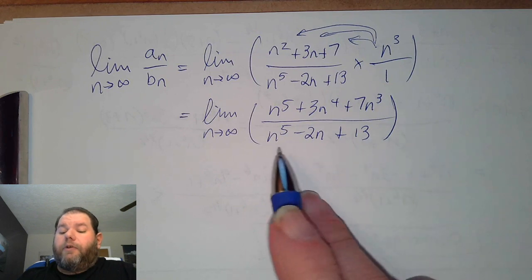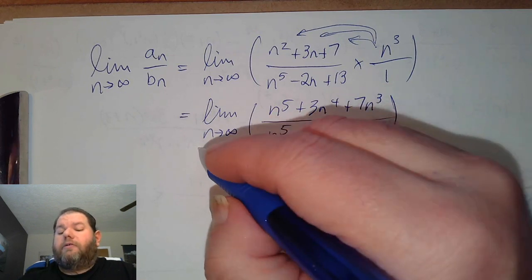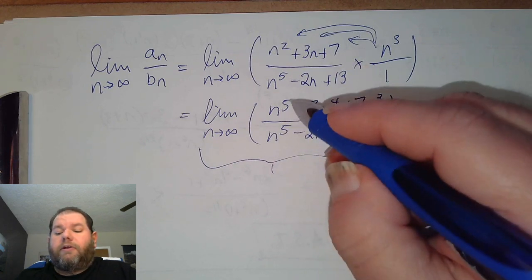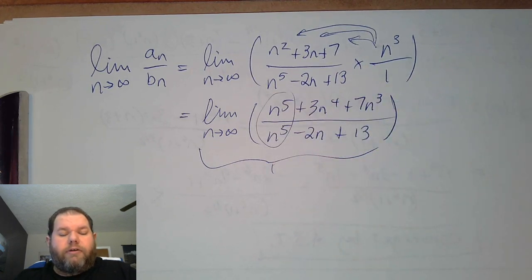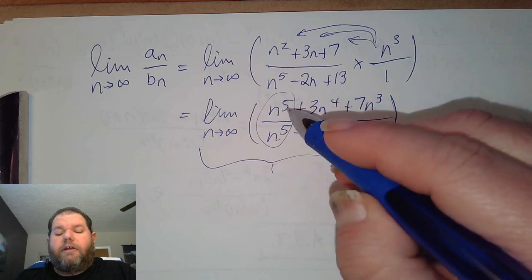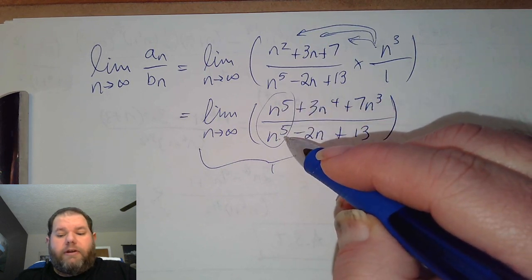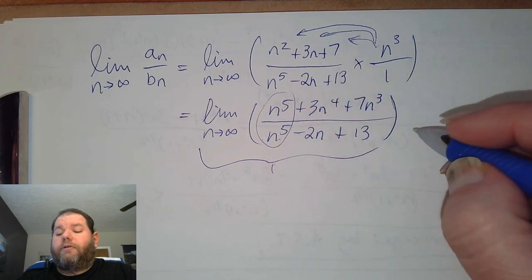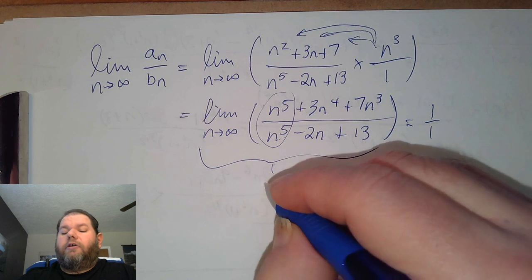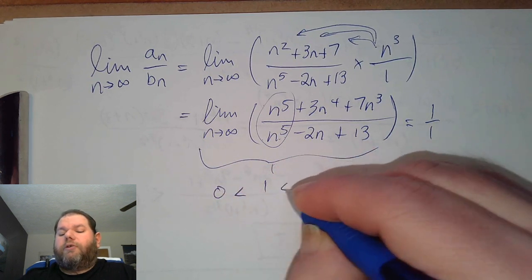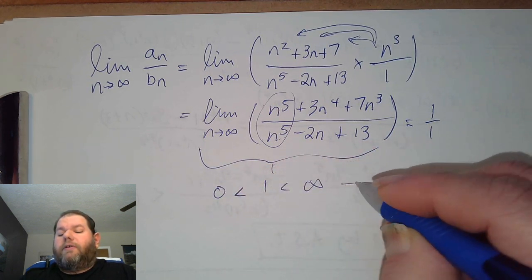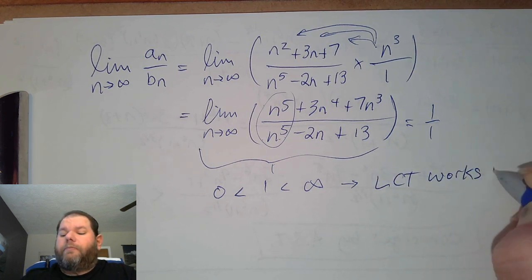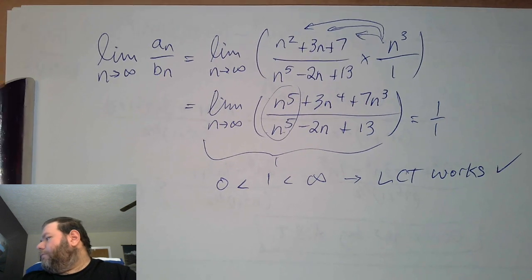Now, we look at this as a limit. And again, our shortcut that we talked about was we can just look at the leading terms, n to the 5 over n to the 5. Since they have the same exponent here, then their coefficients end up being the limit, which is 1 over 1. So we get a limit of 1, which is between 0 and infinity. So the LCT works.